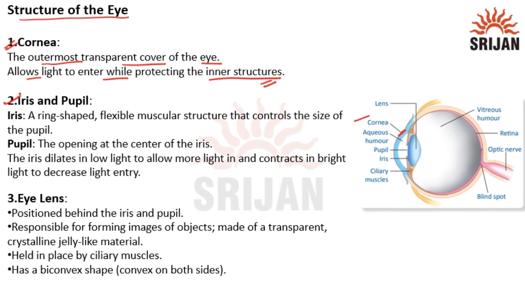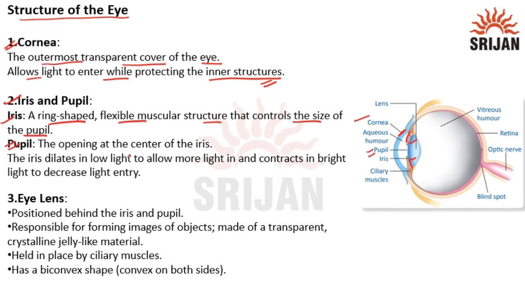Second one is iris and pupil. Iris is a ring-shaped flexible muscular structure that controls the size of the pupil, that is, the opening of the eye.